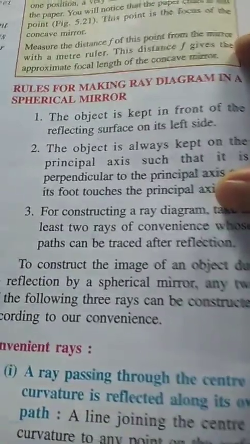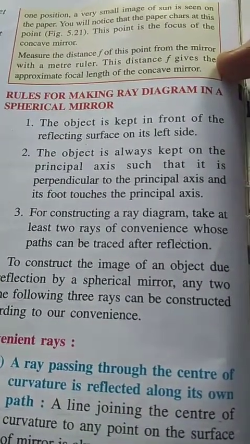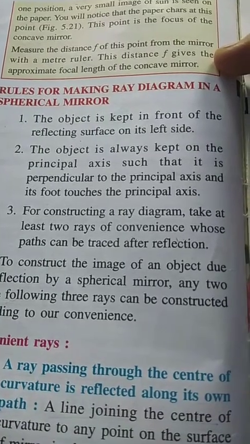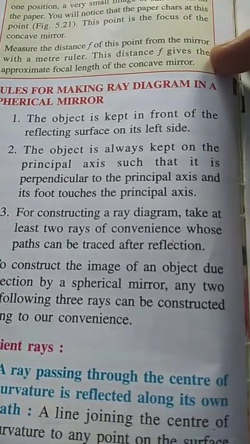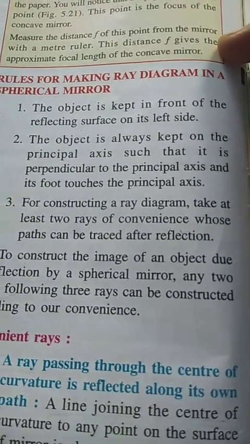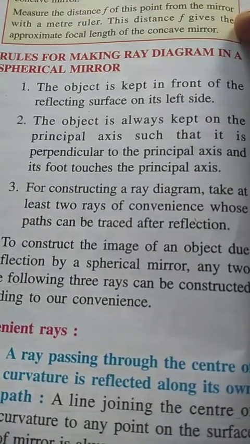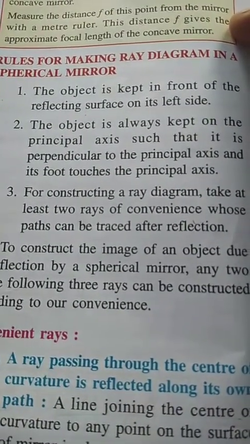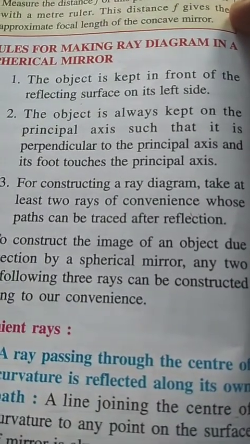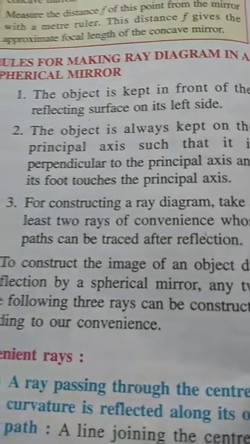So we can see the rules given in the book. The object is kept in front of the reflecting surface on its left side. The object is always kept on the principal axis such that it is perpendicular to the principal axis and its foot touches the principal axis. For constructing a ray diagram, take at least 2 rays for the image, for convenience, whose paths can be traced after reflection.